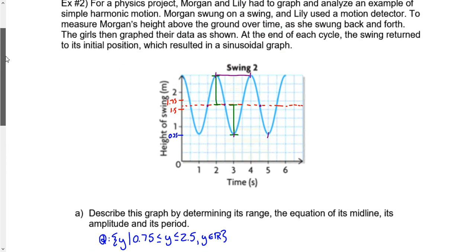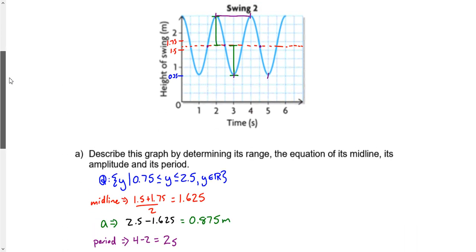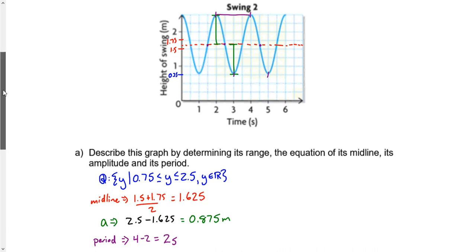If we go further into the actual analysis of this graph, it says that after 2 seconds, who's swinging on the swing? Morgan. Morgan would repeat her swing every 2 seconds. She'd be at the highest height, go down to her lowest height, and back up to her highest height in the span of 2 seconds. The middle value will be 0.875 meters. Her lowest value will be 0.75 meters.